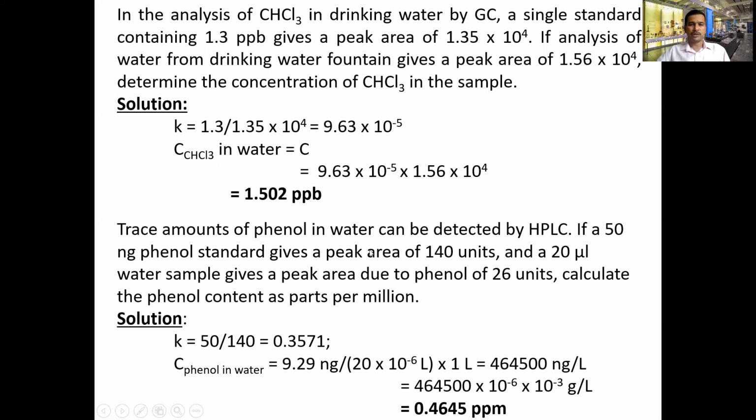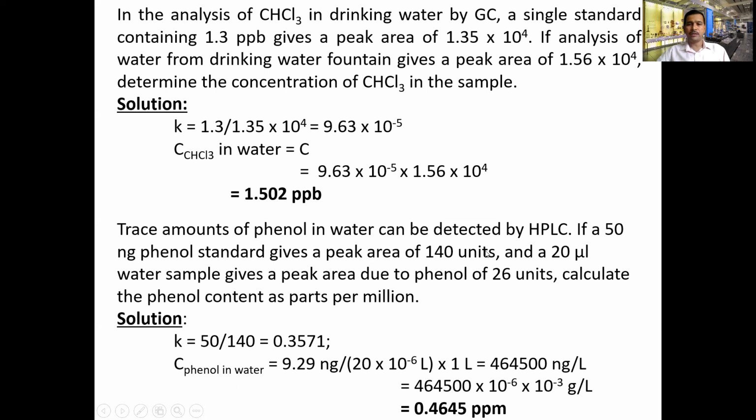A similar problem has been given here, but instead of chloroform, it is phenol content. Trace amounts of phenol in water can be detected by HPLC. If a 50 nanogram phenol standard gives a peak area of 140 units and a 20 microliter water sample gives a peak area due to phenol of 26 units, calculate the phenol content as parts per million. What is the concentration of phenol in water? You have to report in parts per million.